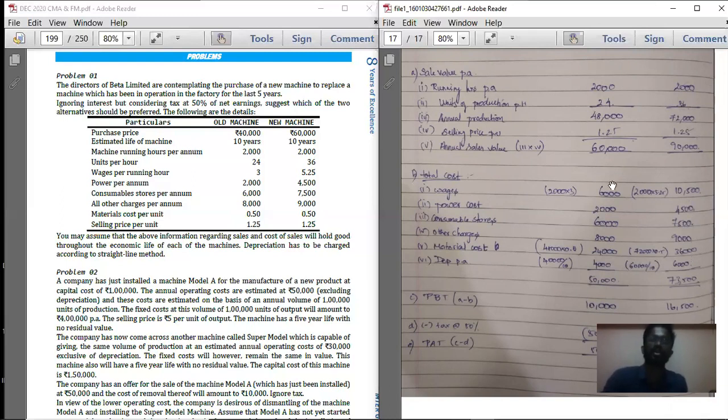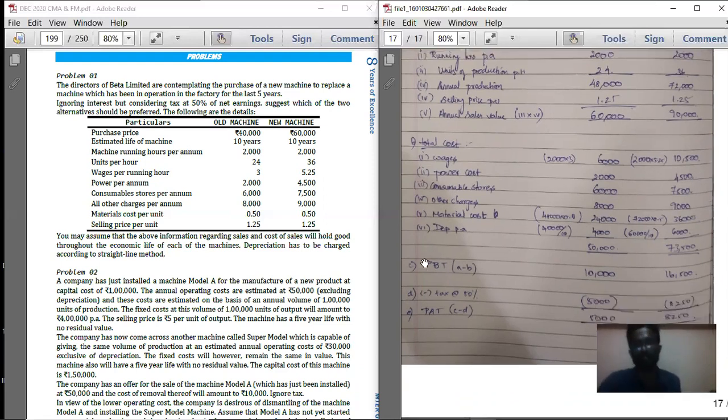Now total cost, total all the costs. Under old machine: 6,000 plus 2,000 plus 6,000 plus 8,000 plus 24,000 plus 4,000. Total it using calculator, you are getting 50,000. And new machine also total it. 10,500 plus 4,500 plus 7,500 plus 9,000 plus 36,000 plus 6,000. You are getting 73,500. So with that we have calculated the total cost.